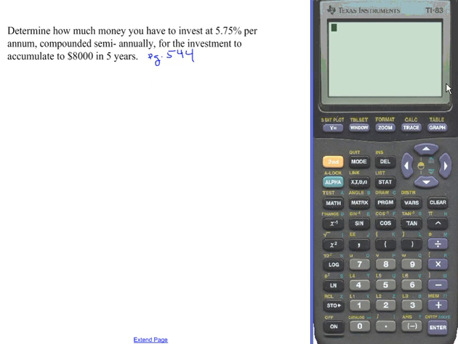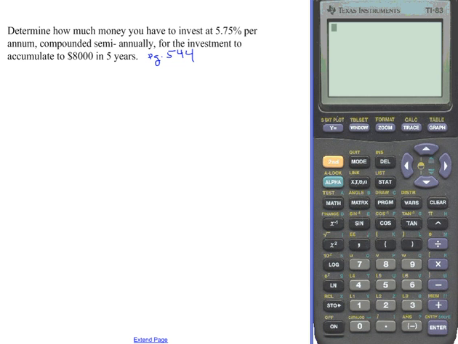There are two methods to solve compound interest problems. We can either use the compound interest formula or we can use the TVM solver on the calculator. This question was taken from page 544 in your text. It says determine how much money you have to invest at 5.75% per annum, compounded semi-annually, for the investment to accumulate to 8,000 in 5 years.